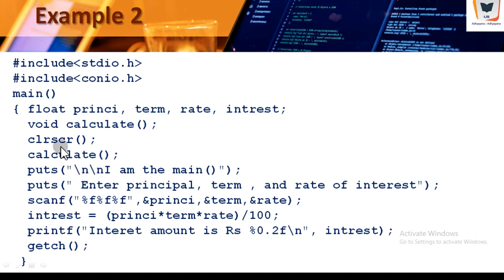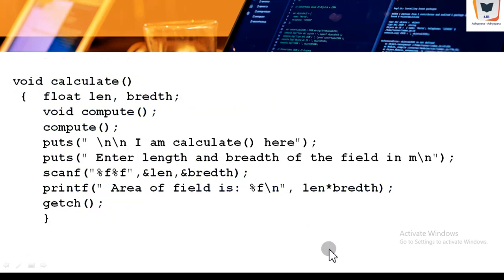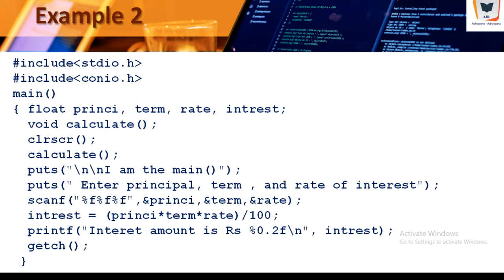Okay, after calling, I am the main. Enter the principal, term and rate of interest. Everything is entered. It will calculate and it will print the interest. Okay, calculate. Look at this function. It is doing some other thing. Okay, the main function is doing some other thing.